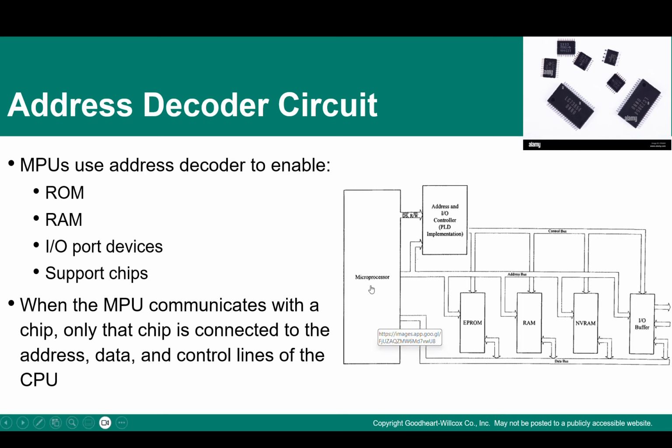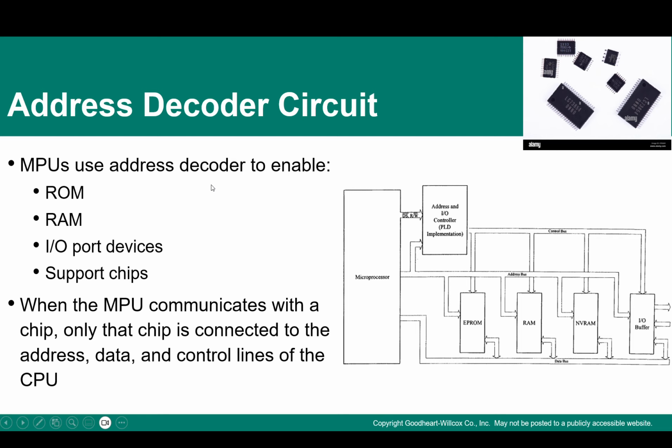So for example, the CPU or the microprocessor wants to communicate with NVRAM. So the address decoding circuit here is going to make sure that only this NVRAM block is selected and every other block is not selected. And only then does the communication happen. So first the address comes out, which selects your block, and then the control and the data to make sure that proper communication happens. And that's exactly the purpose of the address decoding unit.